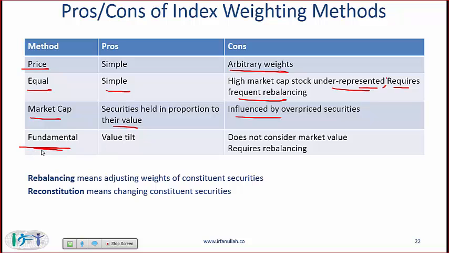And fundamental weighting, here we have a value tilt, which is a good thing, and this does not consider market value. This also will require rebalancing. Rebalancing means adjusting weights of constituent securities. A related term is reconstitution, which means changing the constituent security.